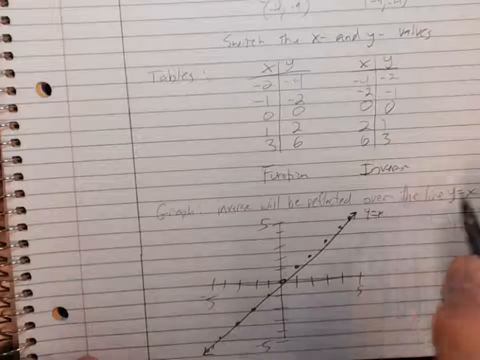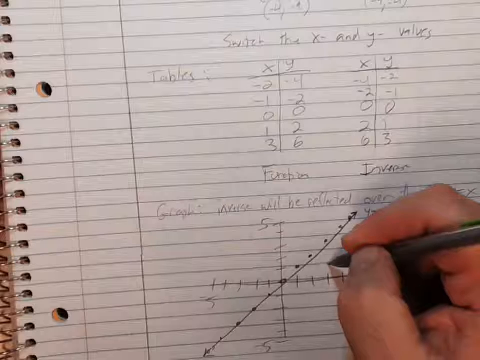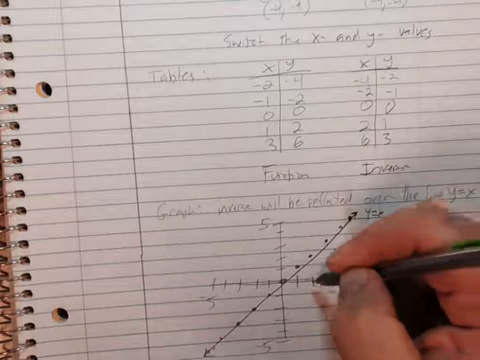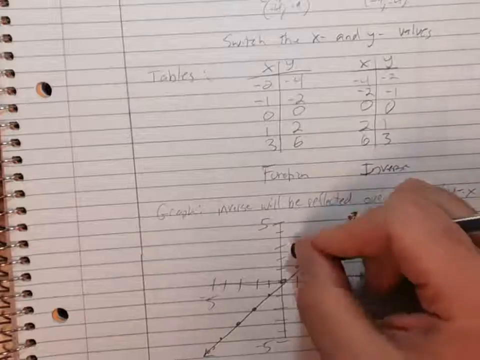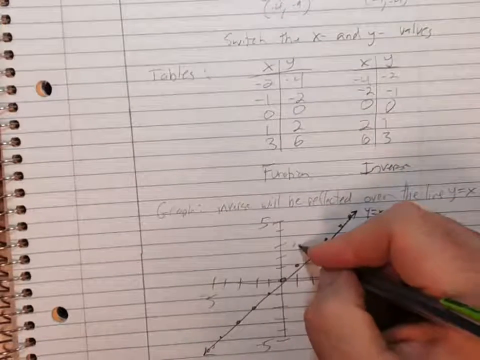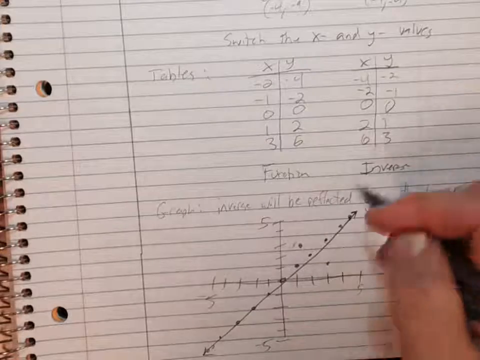So if you had a point, just a point, like say 3, 1, the inverse point would be 1, 3, which would be here. It's reflected over the line. And again, this is not a fabulous picture, but it's a reflection, right? They're reflected over this line.